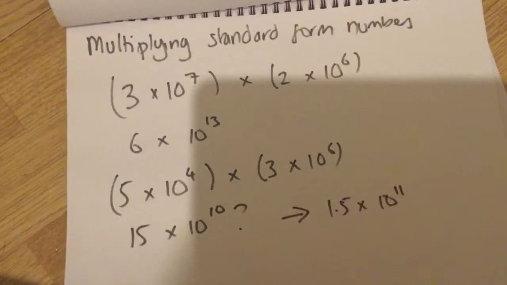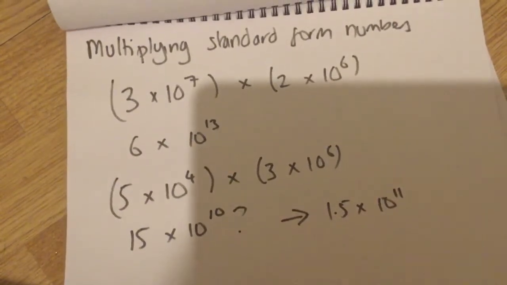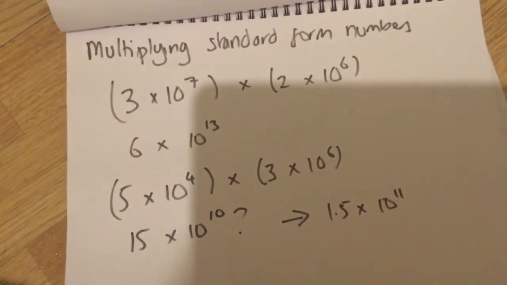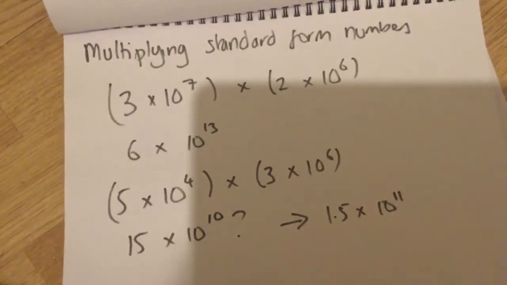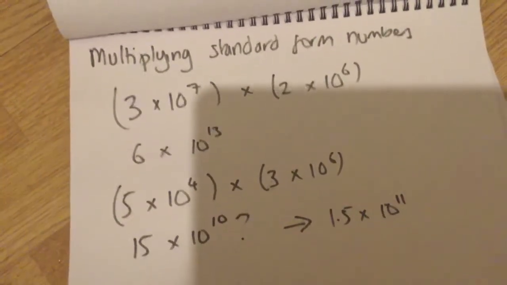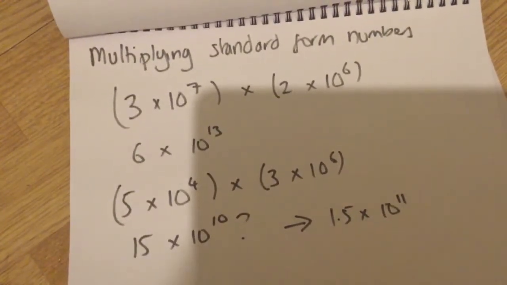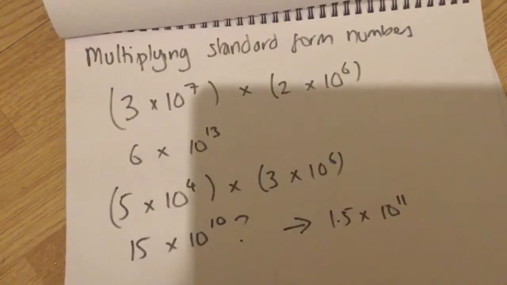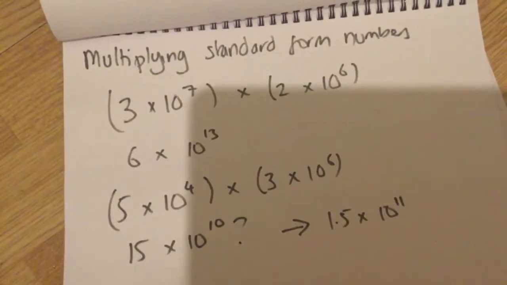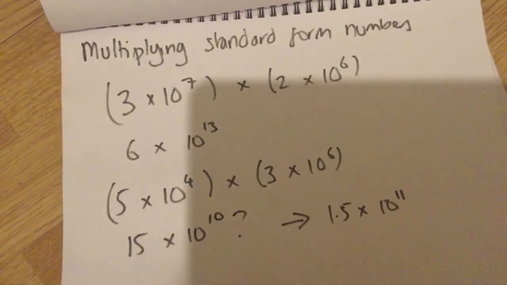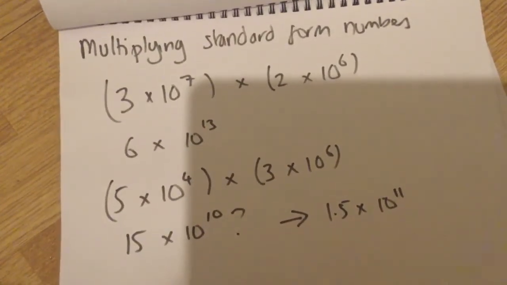Sometimes, though, you do get a bit of a problem, and the problem is that you may get something like 5 times 3 is 15. Now, you might have noticed with all these standard form numbers, the numbers themselves are between 1 and 9.99. 15 is obviously bigger than 9.99, so what do we do? We shrink it down to size, make it 1.5, effectively dividing by 10, and add a power to the powers that I have there. So 10 to the 10 becomes 10 to the 11.